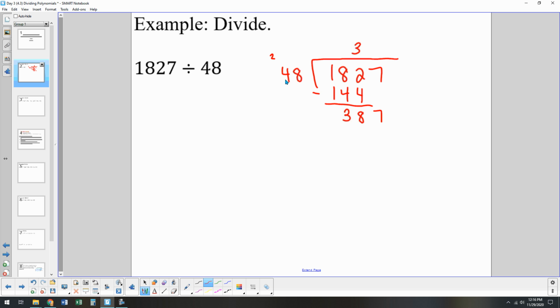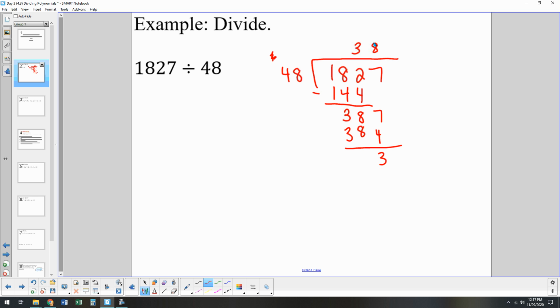So now I want to know how many times does 48 go into 387. So this is almost 400, right? And this is 50. So let's say it's 8 times. Let's see how that works. So 8 times 8 is 64. Carry the 6. 8 times 4 is 32. Plus 6 is 38. All right, that did pretty well there. So we're left with 3.